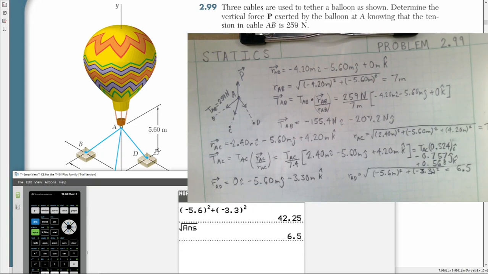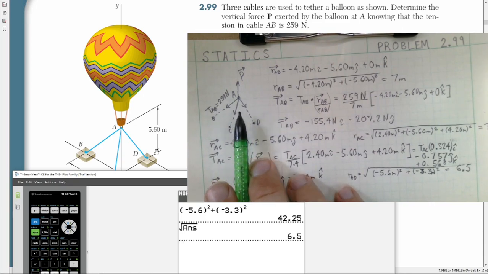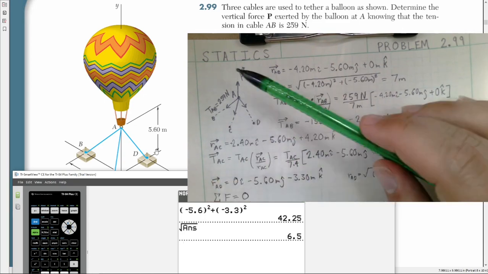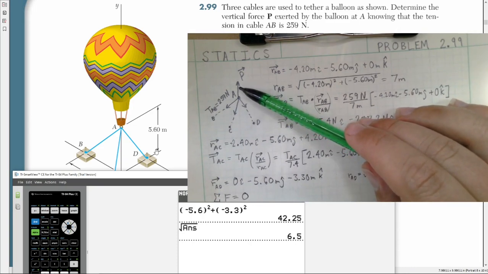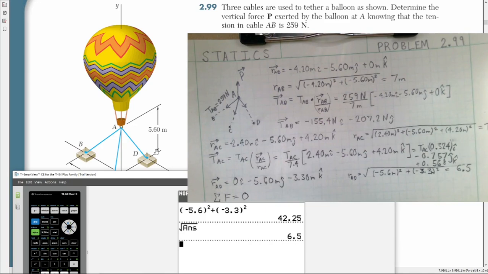From here, we need to use our summation of forces. Knowing that we're in static equilibrium, we're going to apply our summation of forces being equal to 0 to solve for the components of the tension in cable AC and cable AD, and then use those components to calculate the vertical force upward that the balloon is pulling on point A. The first thing I would notice, if I look in my i hat direction, is that I know the i hat value for AB, and the i hat value for cable AD is 0. Okay, and I'm going to find the tension in cable AC.